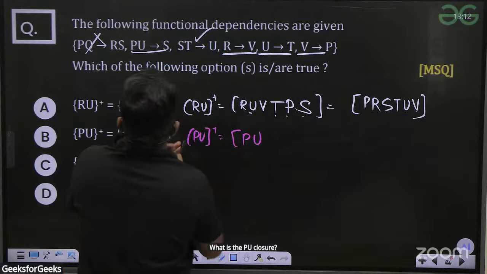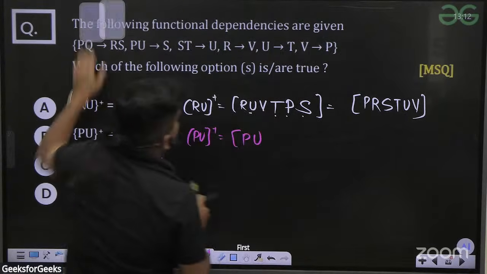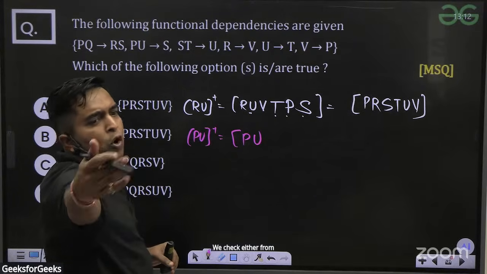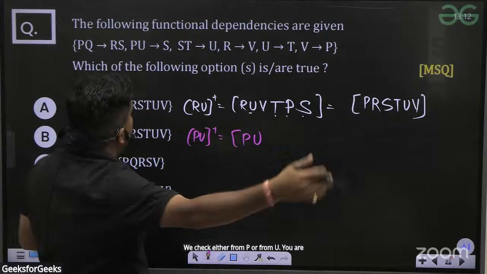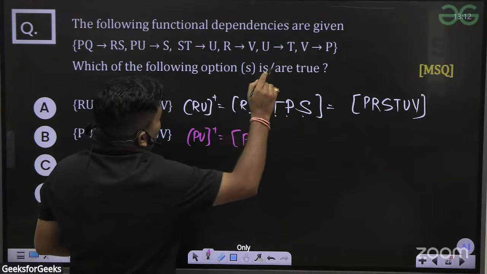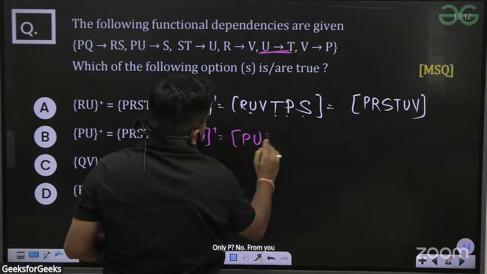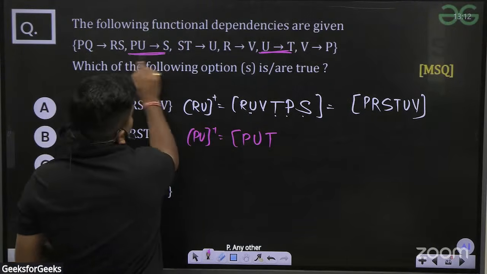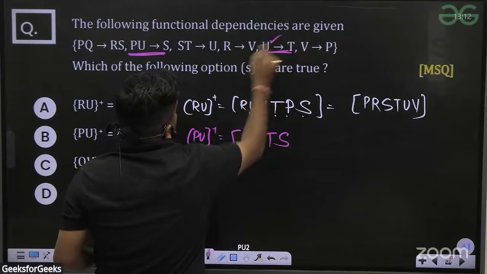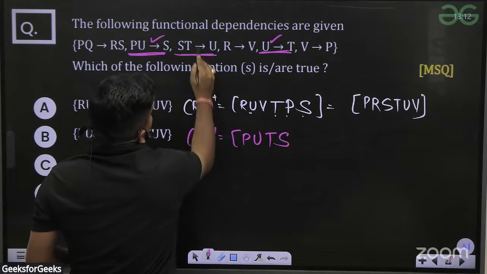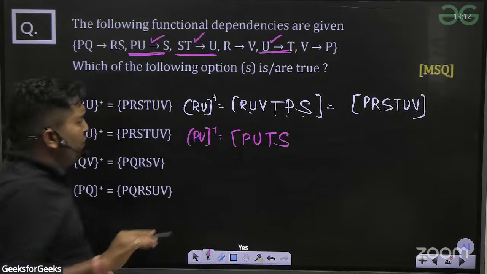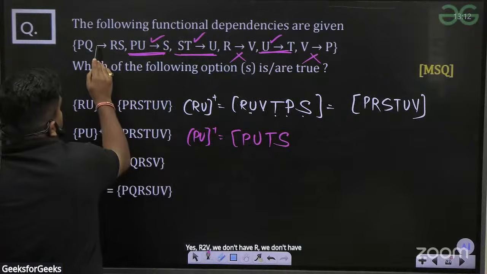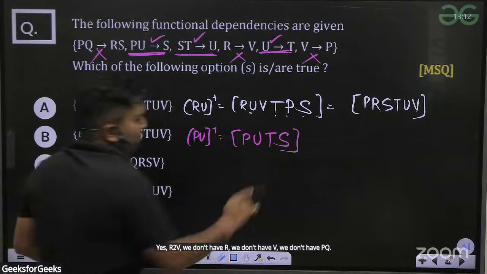First of all, PU. Now we check either from P or from U. Are you getting anything? Only P? No. From U, T. Any other? PU to S. ST to, yes. R to V, we don't have R. We don't have V. We don't have PQ. Getting?